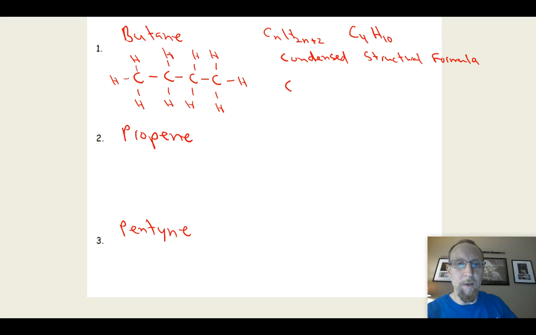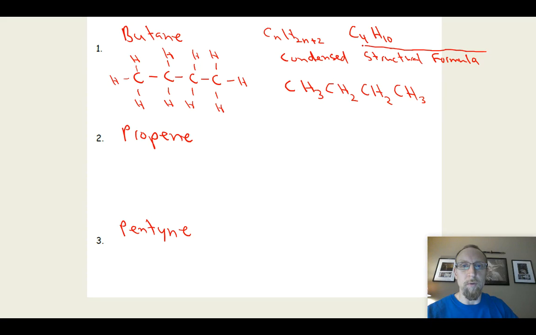So like for this, it would be CH3 for the 3 hydrogens, and then the next carbon only has 2 H's. So does the next carbon. And then the last one again has 3 H's. So this is what we call the condensed structural formula.